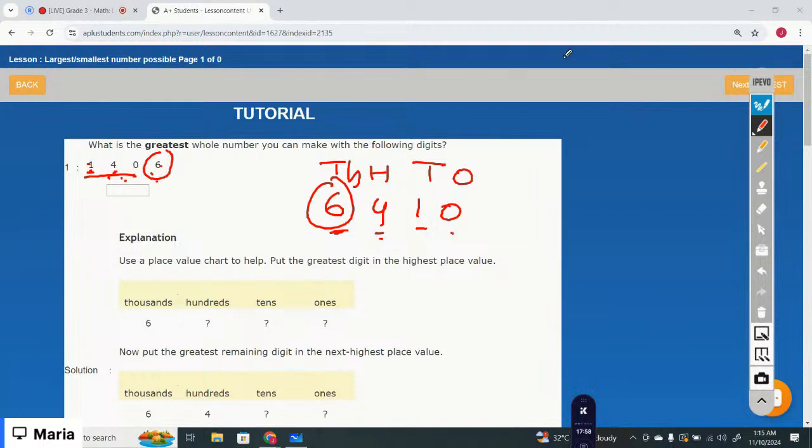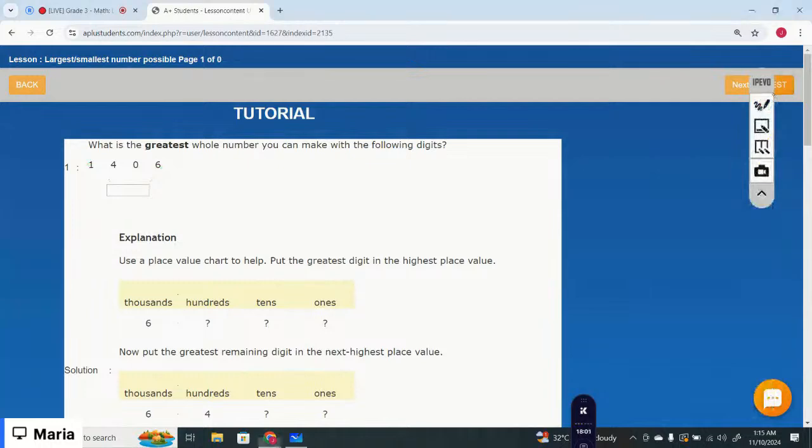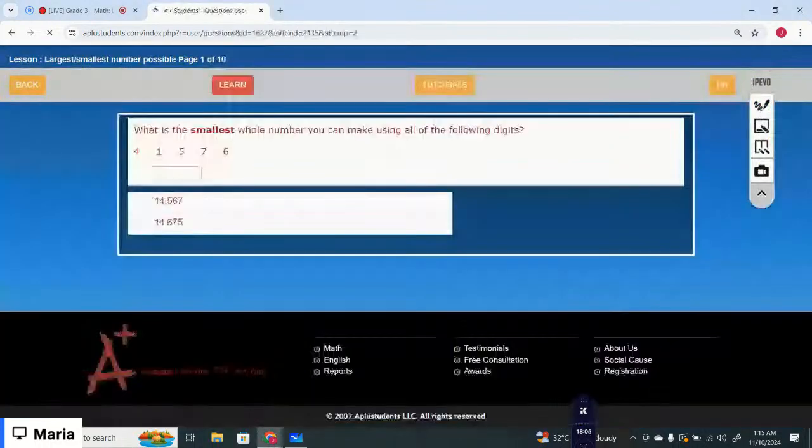Let's just start with the test questions. The smallest whole number you can make using all of these digits. That is 4, 1, 5, 6, 7. Which is the correct option?